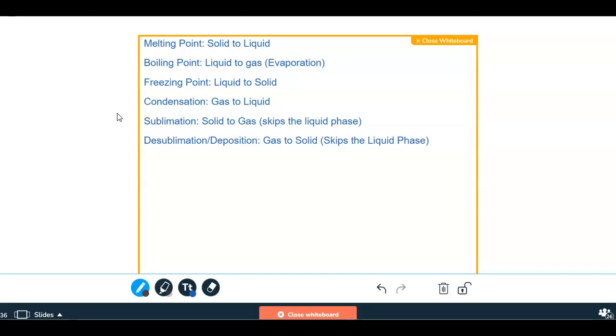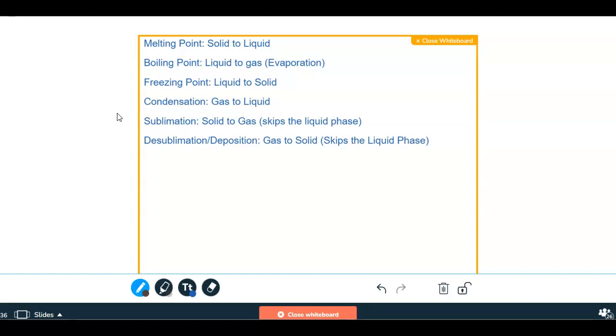Everybody got condensation? I mean, you should already have it in your notes, but if you're putting it in there a second time, Ava J, that's cool. I don't mind. I mean, it's going to be on the test. It's going to be on the quiz. It's going to be on the benchmark. Having condensation written down more than one time is not going to be a bad thing whatsoever.